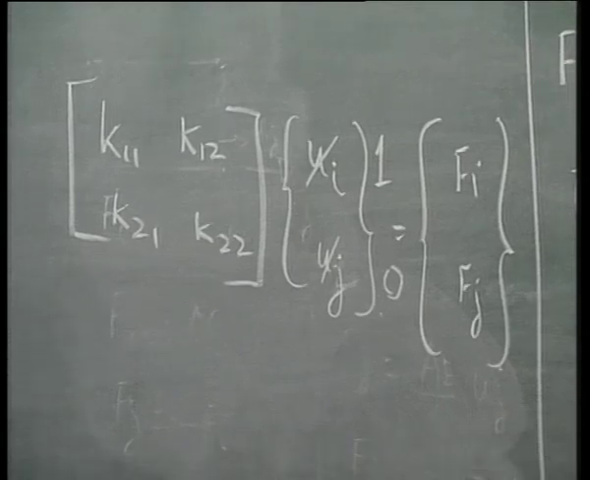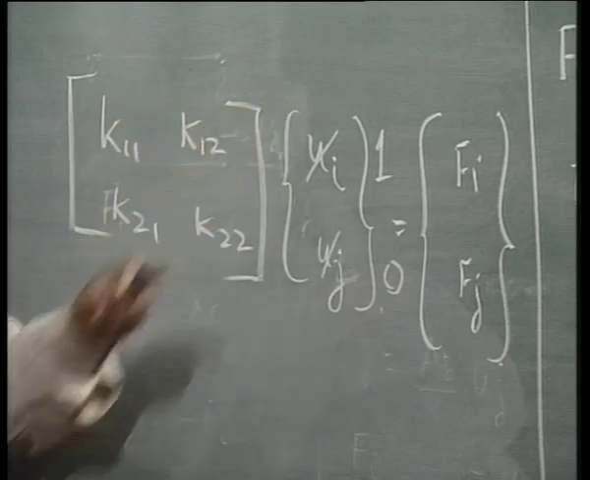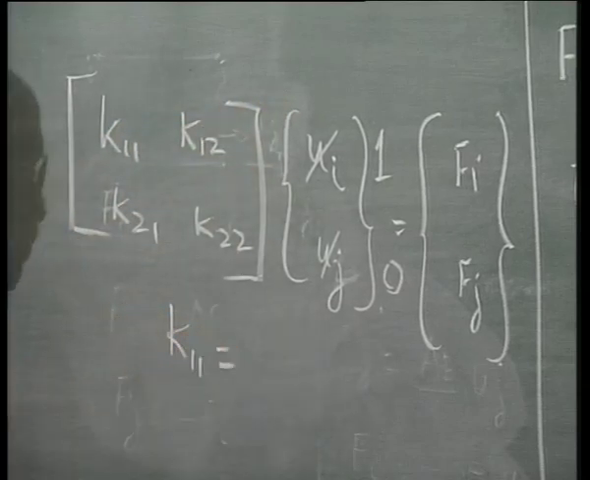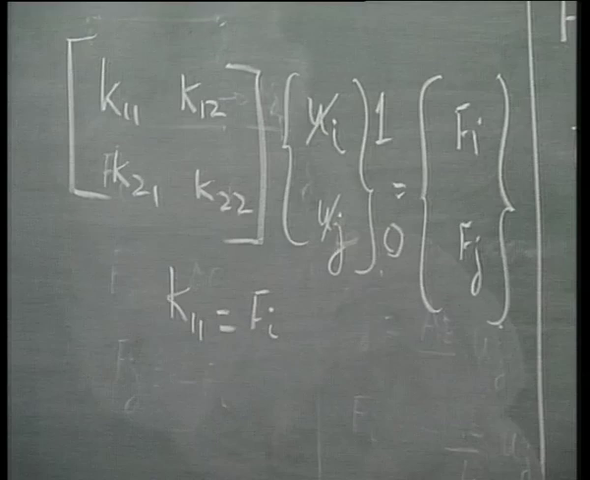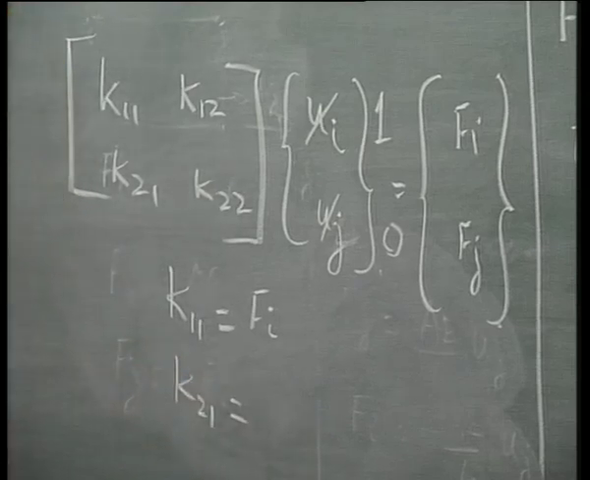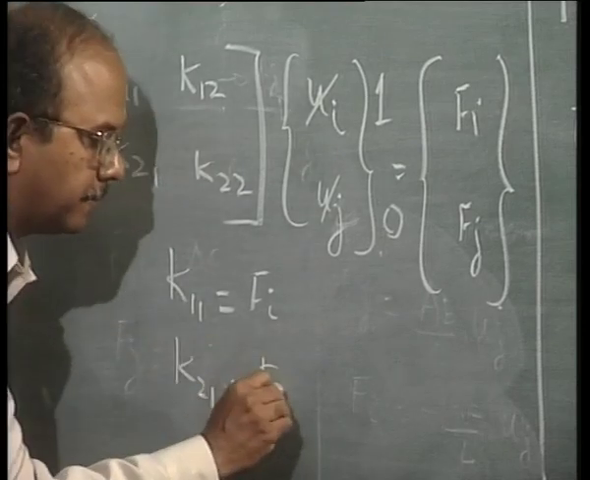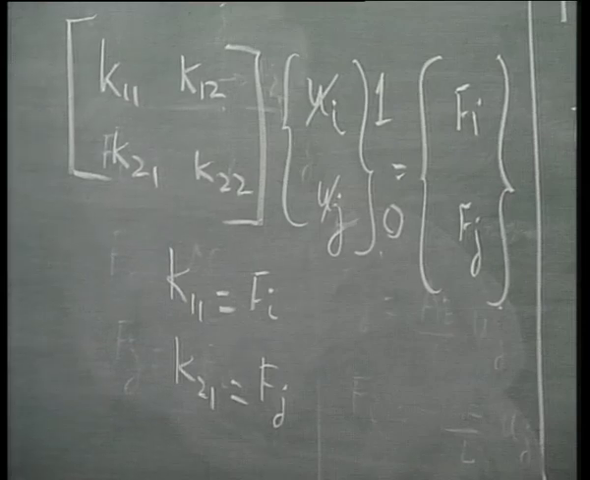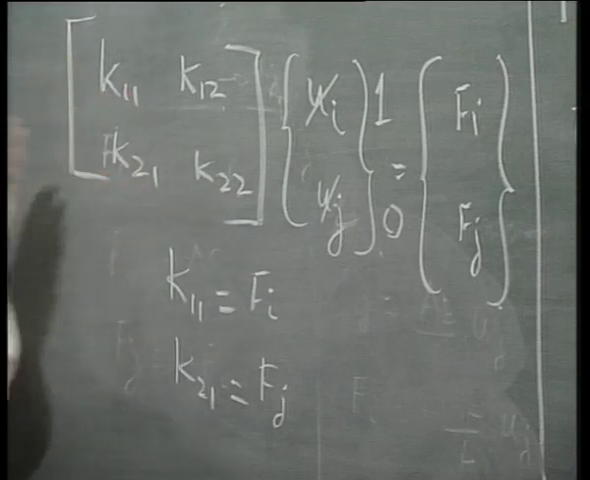What does the first equation indicate? First equation, K11 is equal to Fi. And what does K21 indicate now? K21 is Fj. Is that clear? Now can someone give me an interpretation of what is K11 and what is K21?